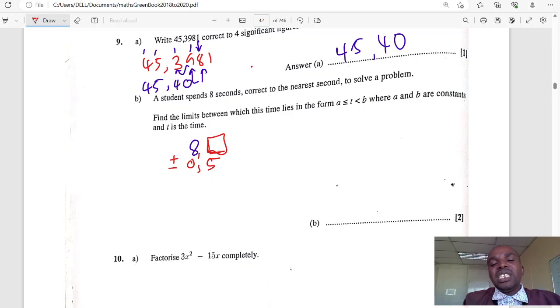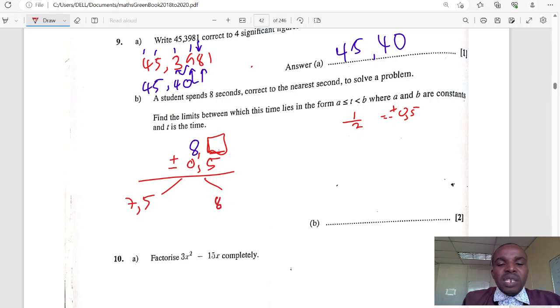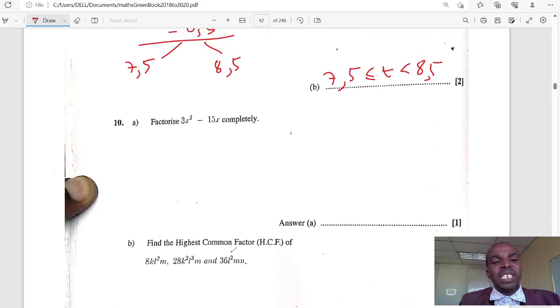You add and subtract this number 0.5 the nearest second. On the nearest second, just say 1 divided by 2. So it will be 0.5. You add and subtract this number just like that. It's still the same. So the lower limit, you subtract 8 minus 0.5 is 7.5. 8 plus 0.5 is 8.5. So that will be 7.5 less than or equal to t less than 8.5. So this will be your limits.